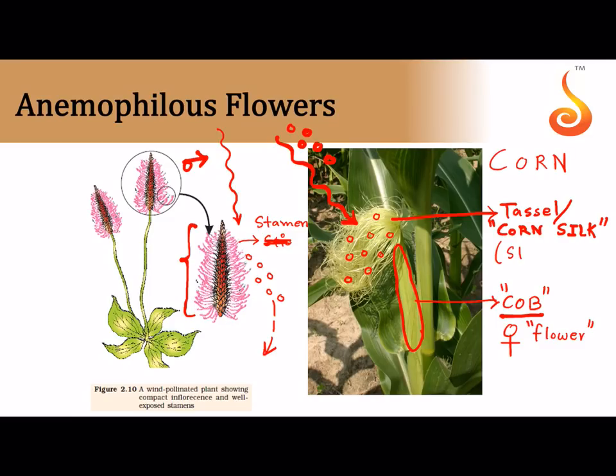The corn cob has a tuft of hair called the tassel or the corn silk. What is this tassel or the corn silk? They represent the stigma, tuft of stigma. Why is the stigma exposed like that? So that it can trap the pollen that is brought by the wind. So this is the adaptation that we see in wind pollinated flowers. So pollination by wind is referred to as anemophily. Okay?